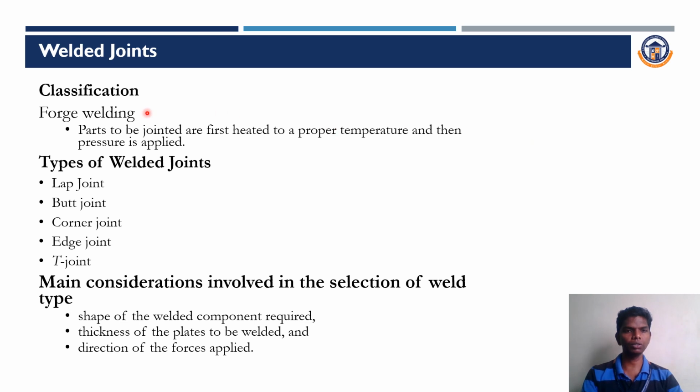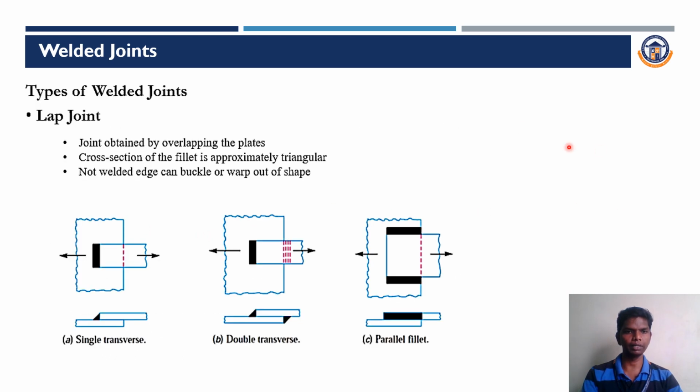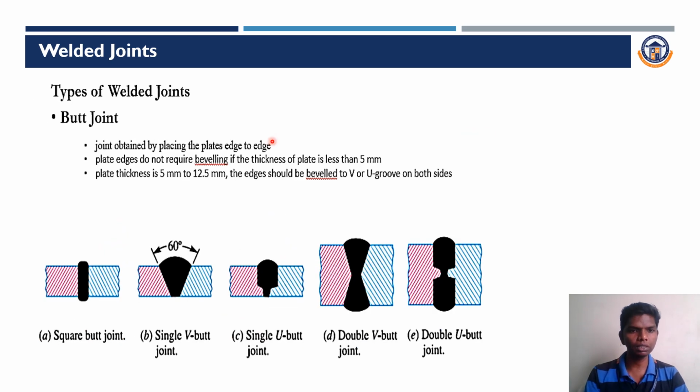Classification based on the forge welding: the first one is the lap joint, then butt joint, corner joint, edge joint, and T joint. For the lap joint, butt joint and corner joint we have diagrams, so I will explain with the help of the diagrams. This is the lap joint. This diagram is a single transverse lap joint, this one is a double transverse lap joint, and this one is a parallel fillet lap joint. This is a butt joint.